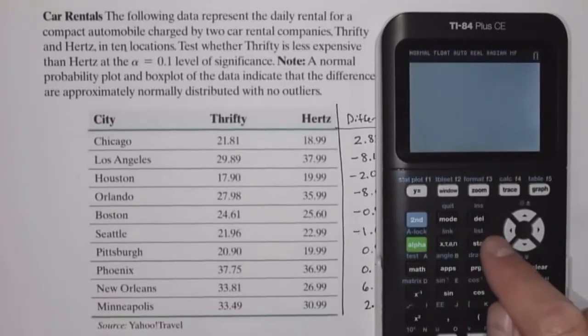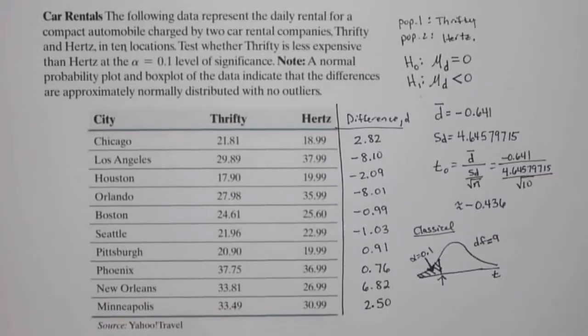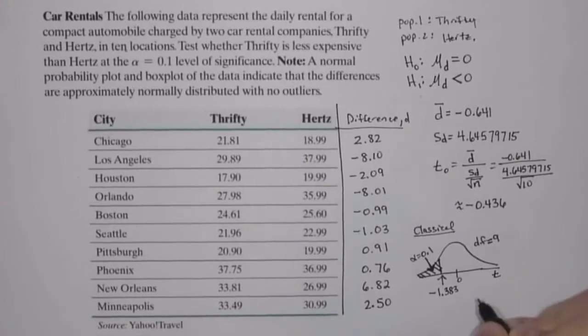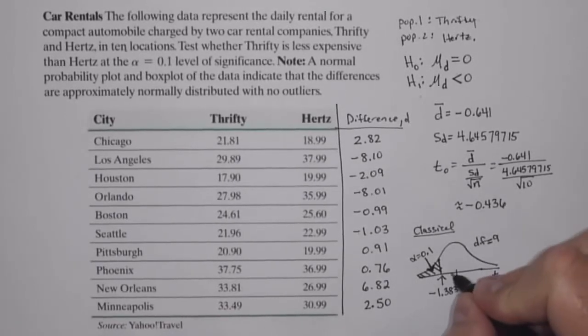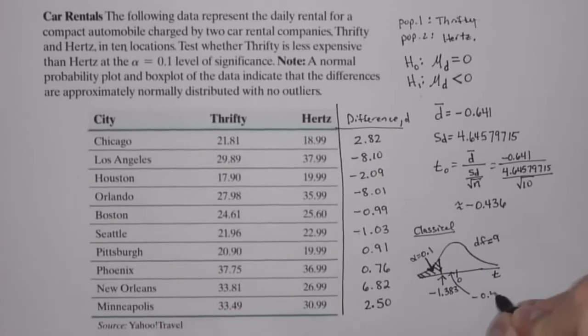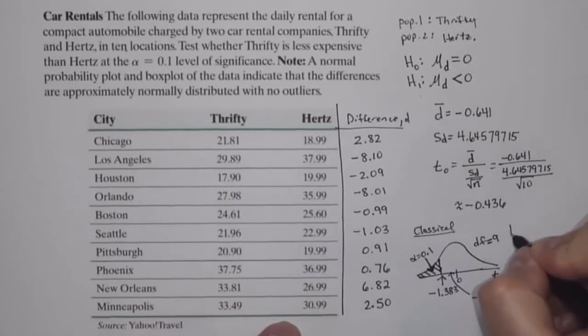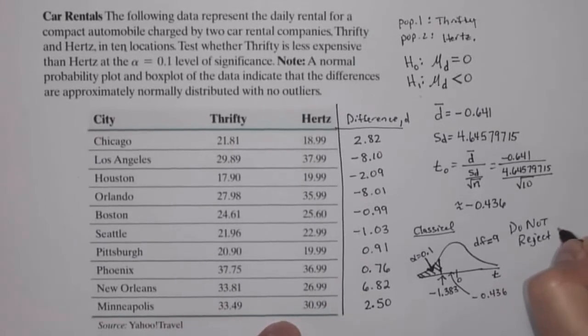Now, I'm going to use the inverse t command. So I'm going to distributions, inverse t. The area in the left tail is 0.1. The degrees of freedom are 9. And so if I paste, I get negative 1.383 as this critical value. If I compare my test statistic to that critical value, the negative 0.436 falls to the right of that critical value, so that tells me do not reject the null hypothesis.